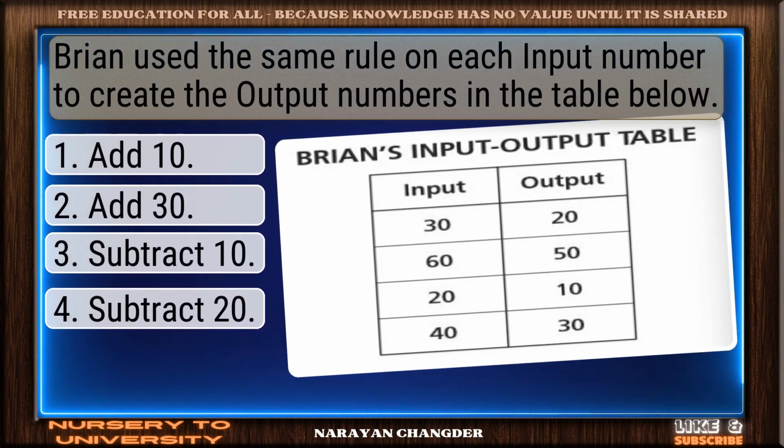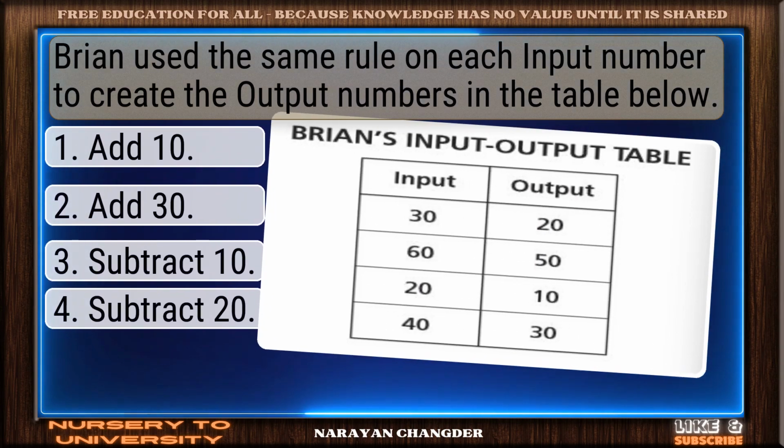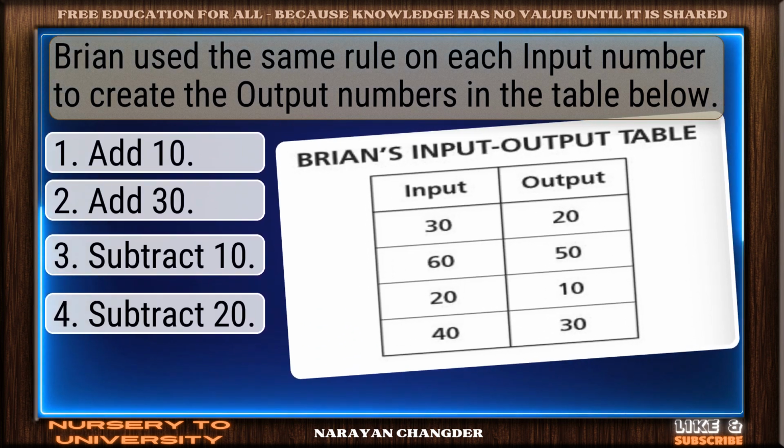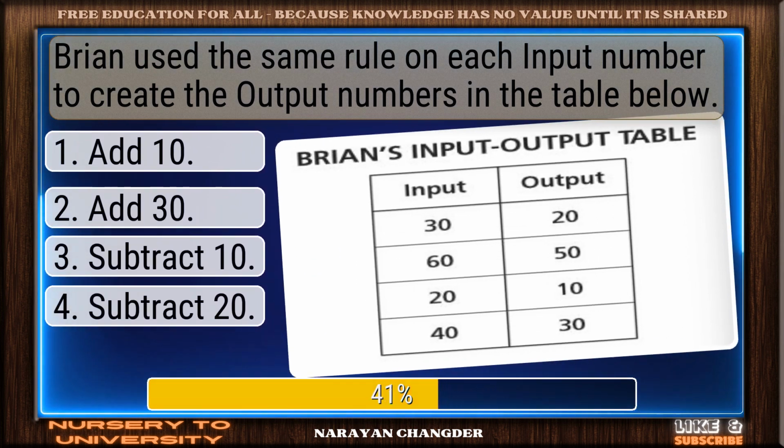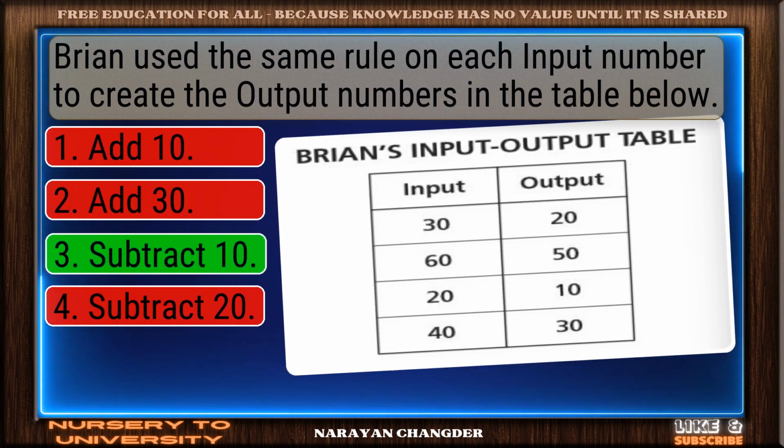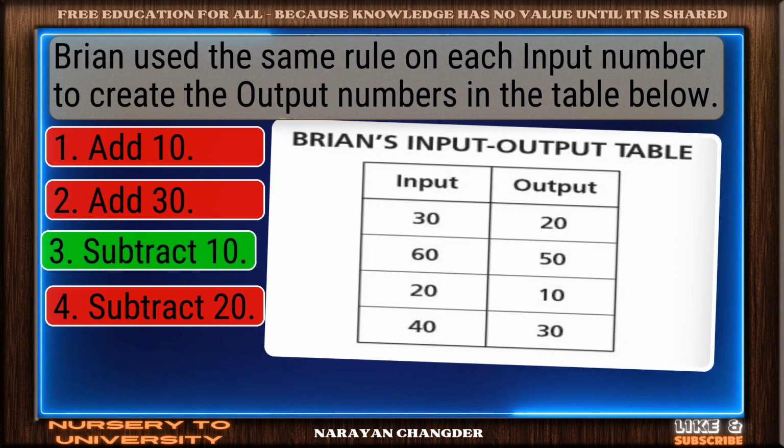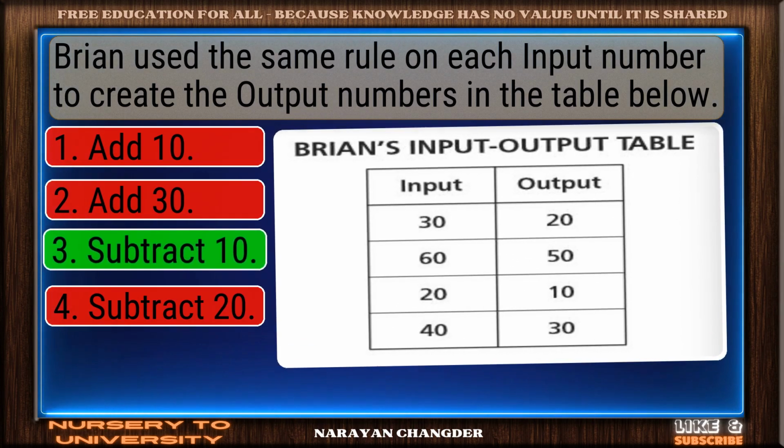Question number 4. Brian used the same rule on each input number to create the output numbers in the table below. Smart pick. Subtract 10 is the correct choice.